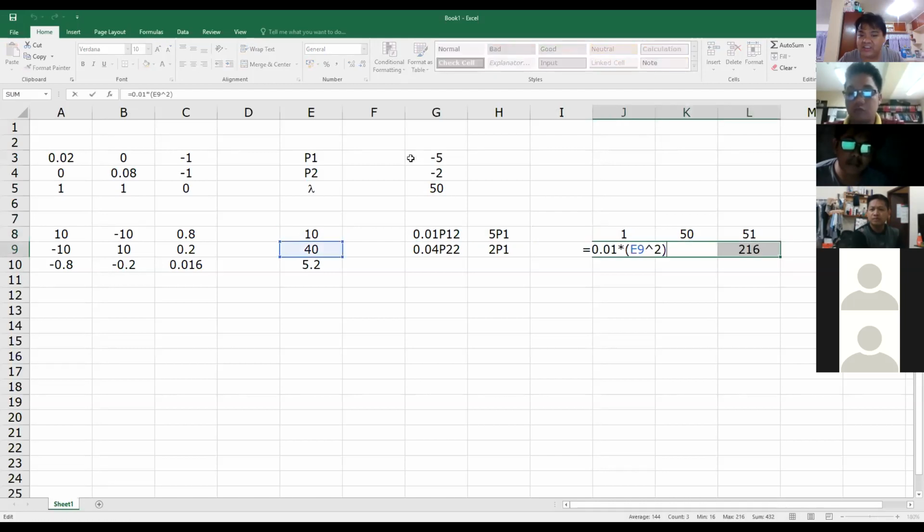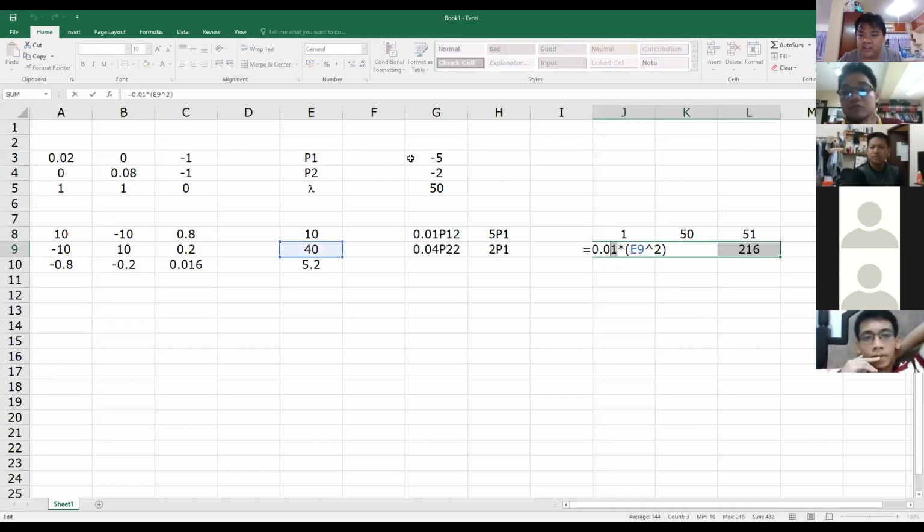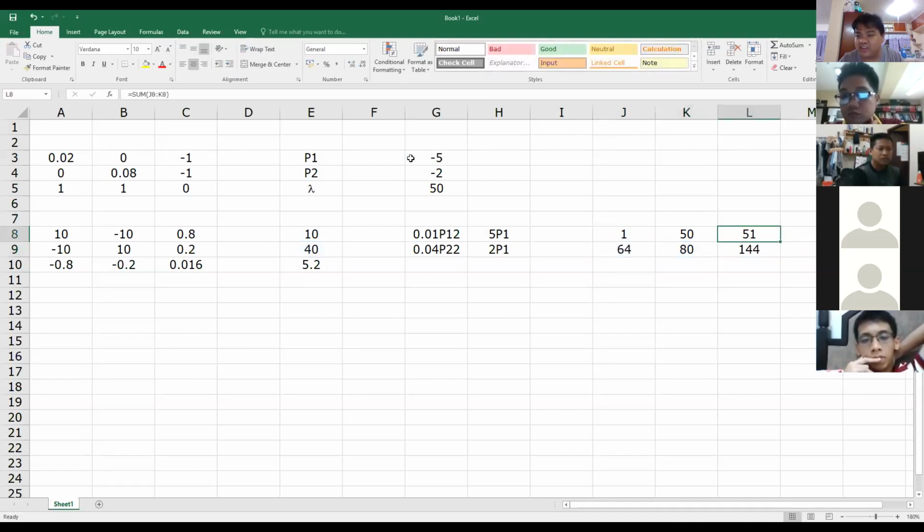O, ulitin natin dito, 0.04 P2 squared plus 2P2. And yun eventually, yung sum niyan. Ito yung F1, ito yung F2, tama? So yung total cost, sum mo lang yung dalawa, di ba? F1 plus F2. Yan yung cost, 195. At yung sa problem natin.